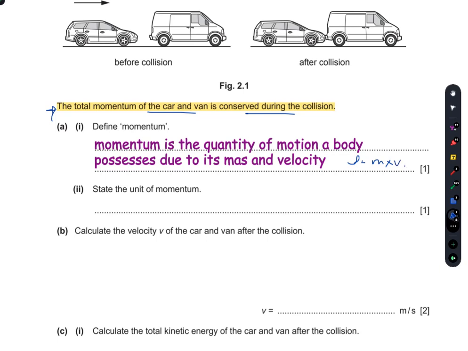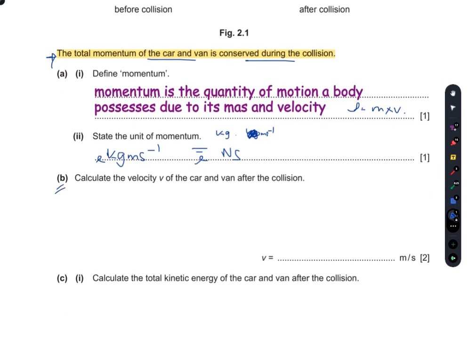State the unit of momentum. Mass has a unit of kg. Velocity is taken in meters per second. So the unit of momentum is kg meters per second, or you can simply write newton seconds, which is equivalent to kg meters per second.